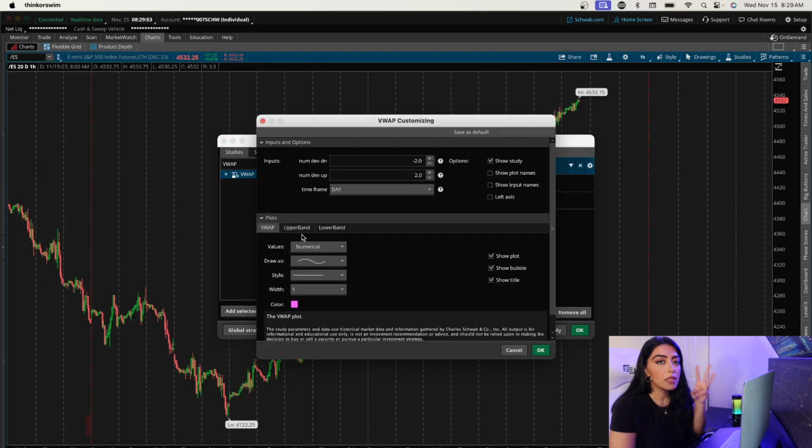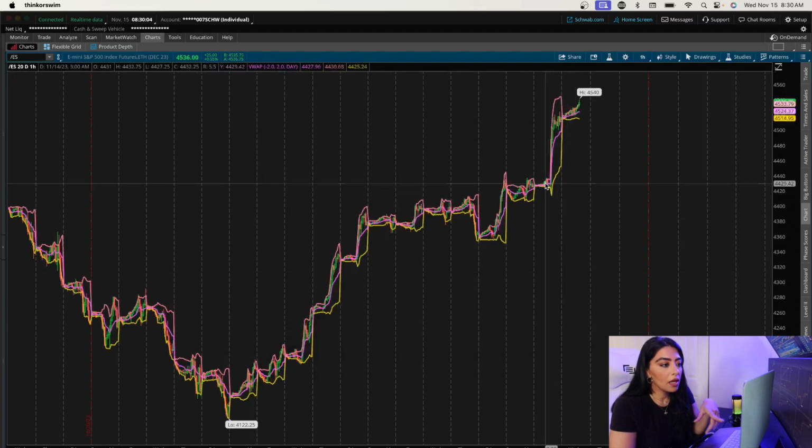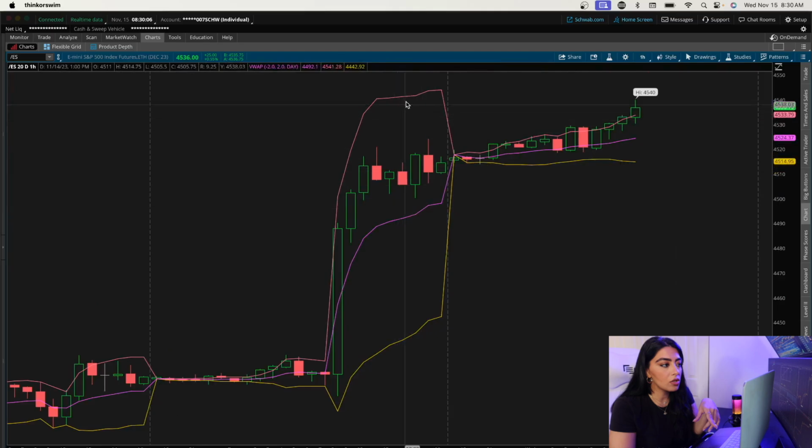VWAP is 3 bands, okay? It's an upper, lower, and then the actual VWAP band. I don't use the upper and lower bands. I only just use that middle band, which is VWAP. So if I were to just hit apply here, it'll apply 3 different lines. This is your upper band, lower band, and middle band VWAP.